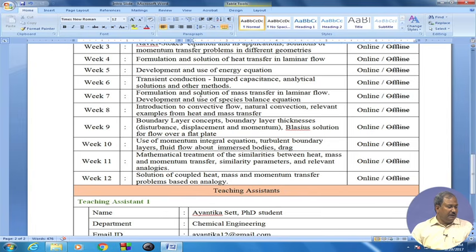The same will also be done for mass transfer in laminar flow, and we will use equations as in the Navier-Stokes equation or the energy equation: the species balance equation, which is nothing but the mass balance equation, the equation of continuity, the conservation of heat and mass transfer.